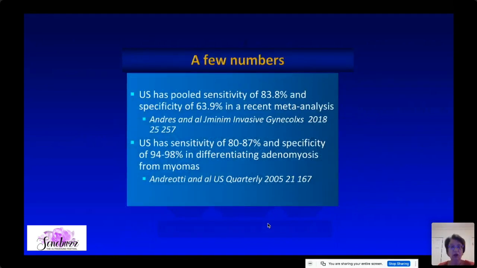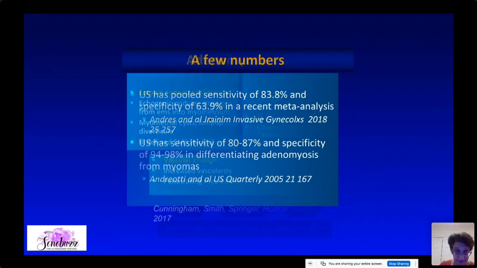So a few numbers. Ultrasound has a pooled sensitivity of almost 84% and specificity of 64% in differentiating adenomyosis from myoma. Of course, it depends on the expertise of the person doing the ultrasound. And so what are the findings?